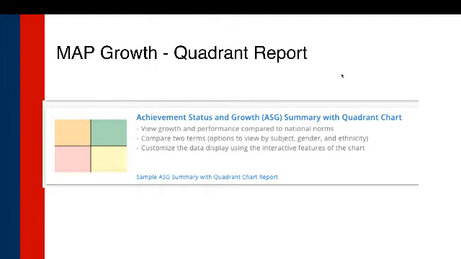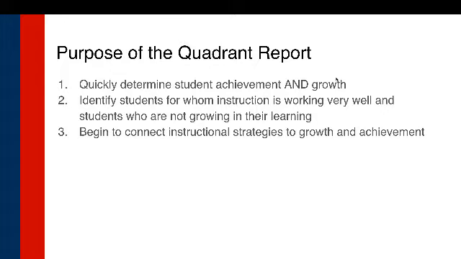The purpose of this recording is to show teachers how to use an advanced report in the MAP system called the Quadrant Report, or the Achievement, Status, and Growth Summary with Quadrant Chart. The purpose of the quadrant charts is to quickly determine both a student's achievement and growth levels, identify students for whom instruction is working very well and they're growing at high levels, and students who are not growing in their learning. And then to use that information to begin to connect instructional strategies to both growth and achievement.